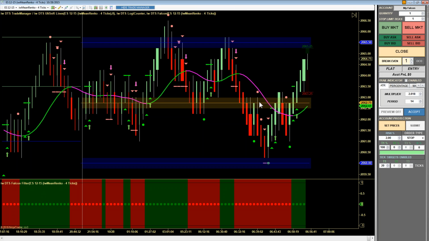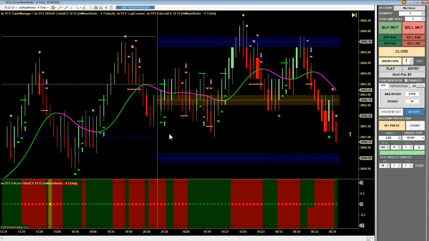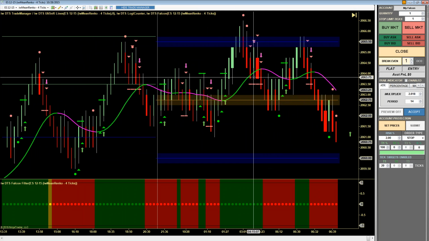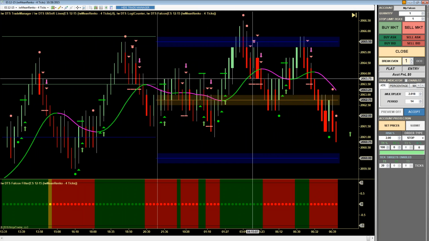No real signal out of the E-mini just yet. We did get a trend change signal here going into the open, but it didn't trigger, and now they're floundering back to the upside. 4 a.m. for the E-mini would put us right about here again. No signal on the Falcon either.